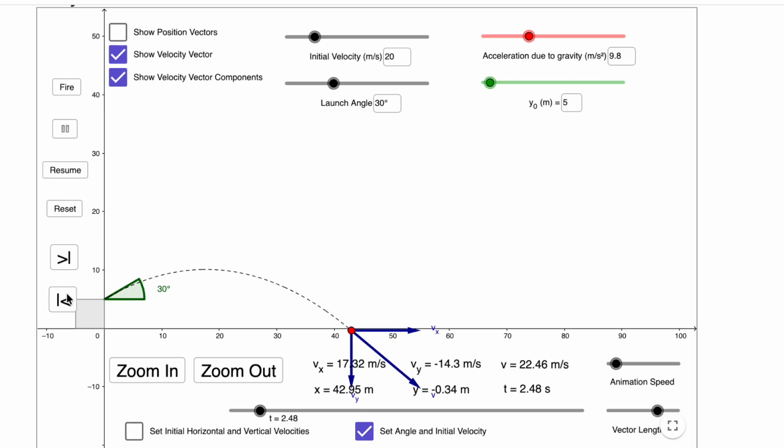So as you can see, at around y equals 0, because I can't get it exactly to y equals 0, this is y equals negative 0.05, we can see that the time is exactly 2.46 seconds, which means our prediction was just about exactly correct. And yeah, that's our answer.